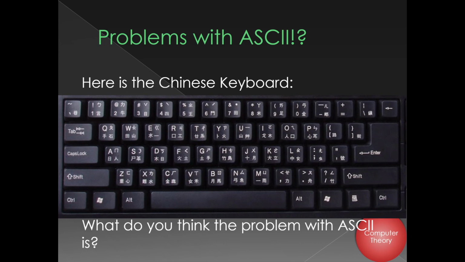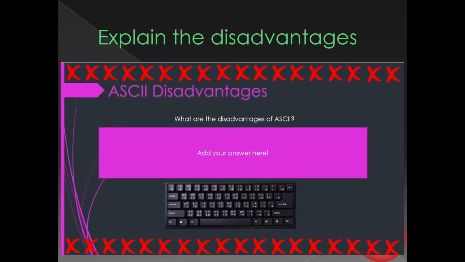So they actually need kind of like a layered keyboard. Whereas our ASCII system is built for a single letter, theirs needs to have multiple layers. This is the drawback of ASCII. It's very limited in what it can do. It doesn't really accommodate other languages. So now you need to write that down for me in this slide. What are the disadvantages of ASCII?